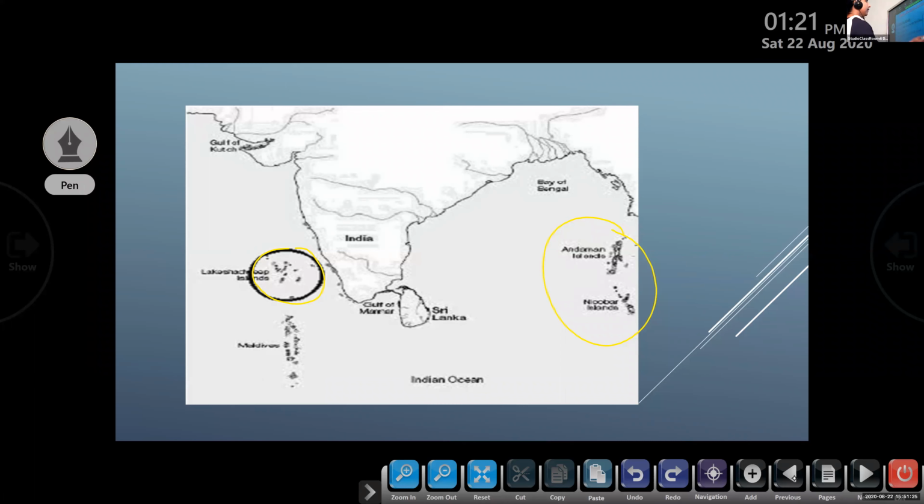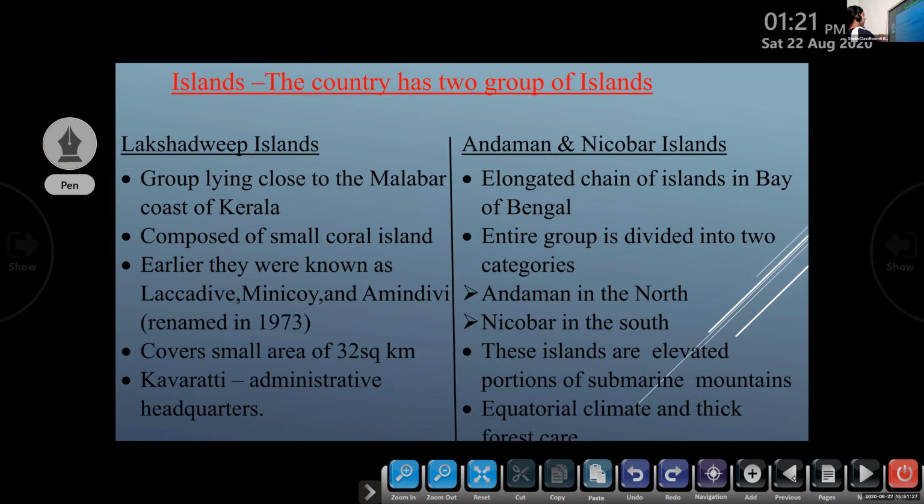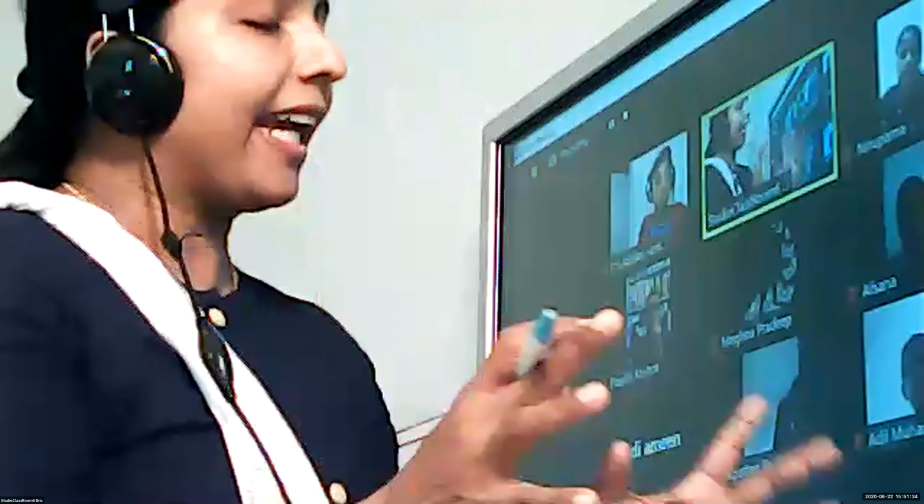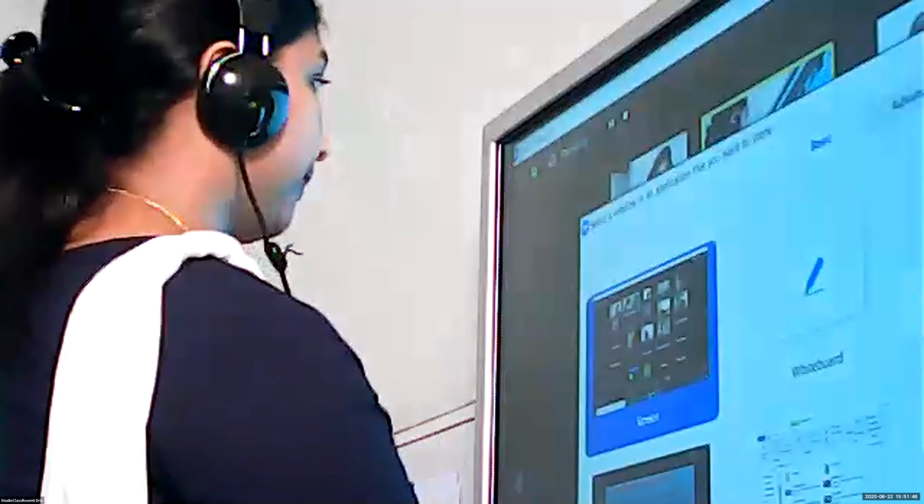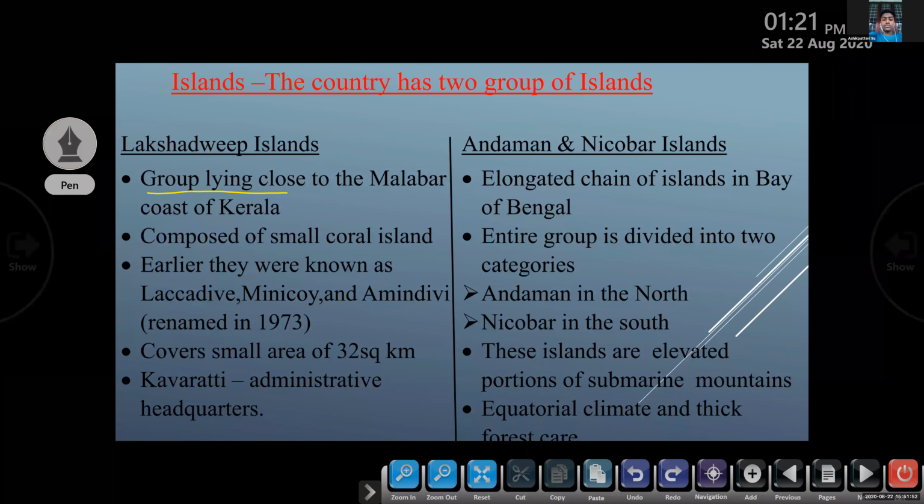Let us see about Lakshadweep. Lakshadweep, it means it is not an island. It's an island, but it is not one island. Lakshadweep is an island, but it is not a one island. It's a group of islands. Many islands are there. First point is group of islands close to Malabar coast, close to Kerala or near to Kerala.